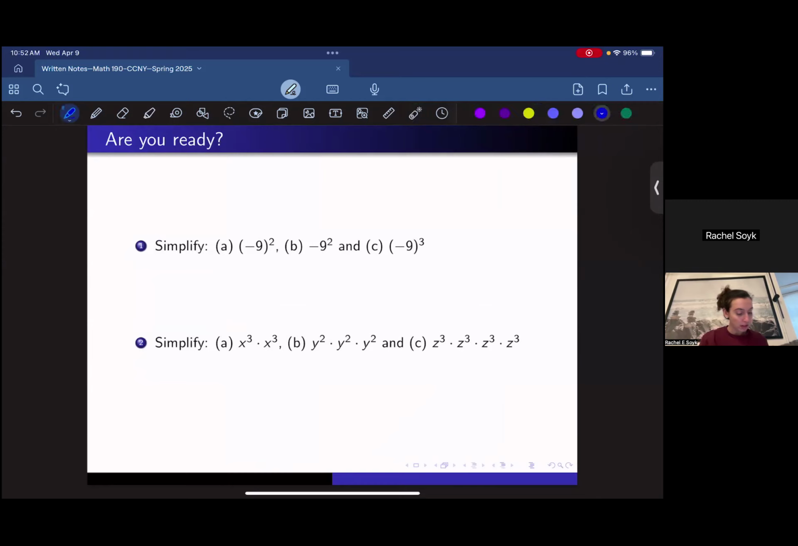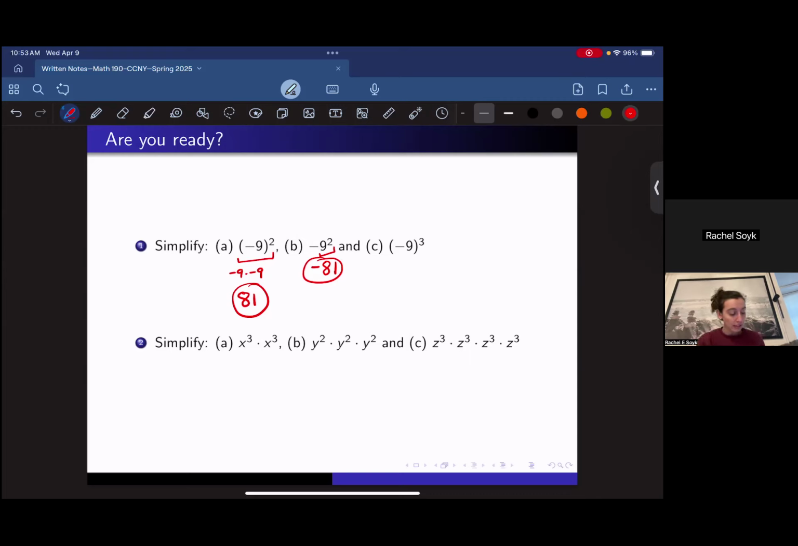Our first question asks us to simplify the following. So we have -9 in parentheses squared, which is the same as just -9 times -9, which gives you +81. Part B, we don't have the parentheses anymore, so we first solve 9 squared, which gives us 81, and then we tack in that negative in the front. So -81 is our result for part B.